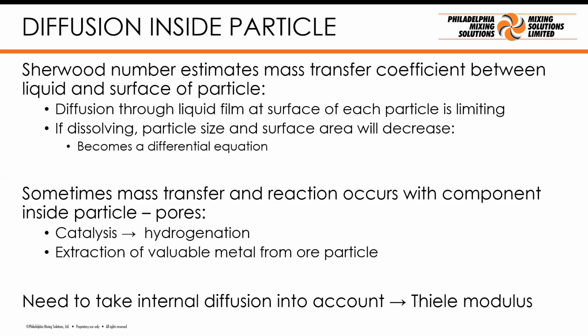So when we're looking at the ores, we crush the ore and we extract a valuable, usually a metal, from inside the particle. So the Sherwood number estimates the mass transfer coefficient between the liquid and the surface particle. The diffusion through the liquid film at the surface of each particle is limiting. But sometimes the mass transfer and reaction occurs with a component inside the particle, in the pores. So it could be a catalysis if we're doing a hydrogenation, and it could be an extraction. So we need to take that internal diffusion into account.